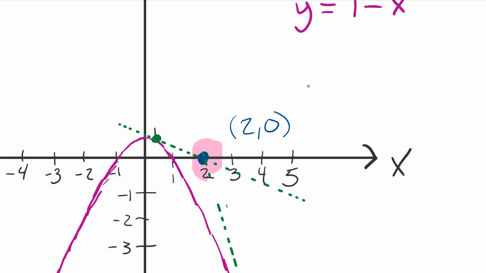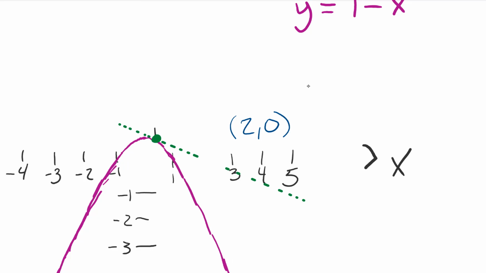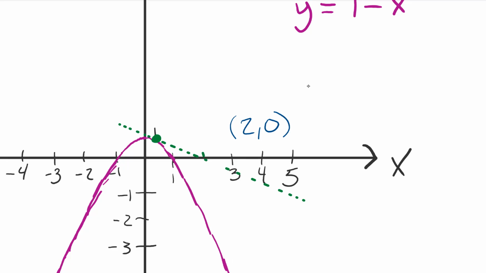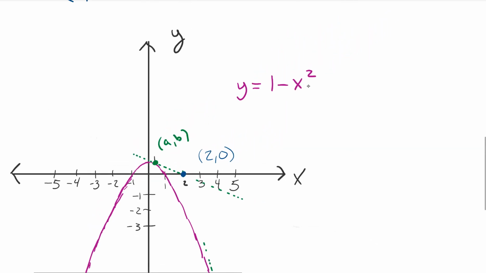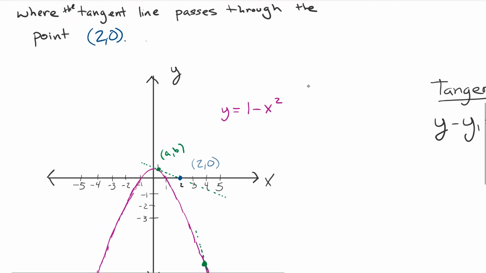Right there, it's (2, 0). Okay. We want to go find whatever these points are right here. I'm going to call it (a, b), or (x1, y1). When you see that with the subscripts underneath, like x1, y1, that means it's a particular point. Like a and b are fixed numbers.